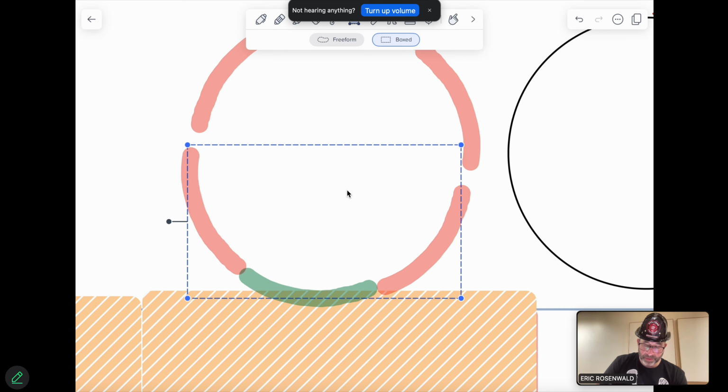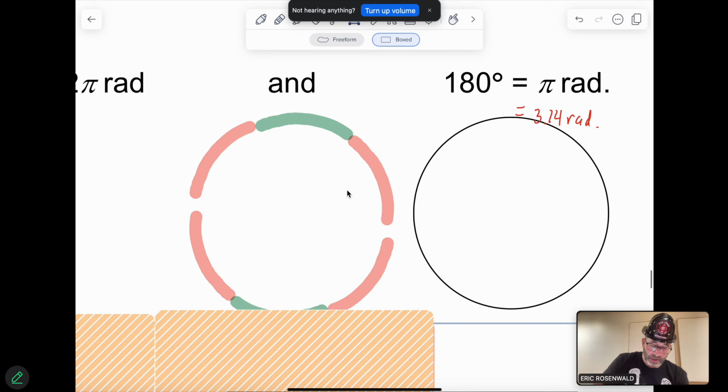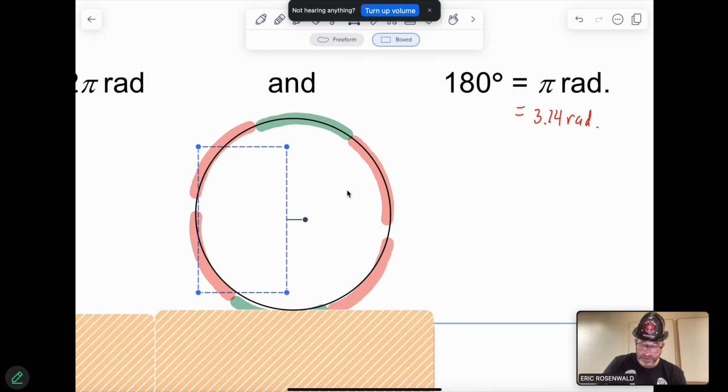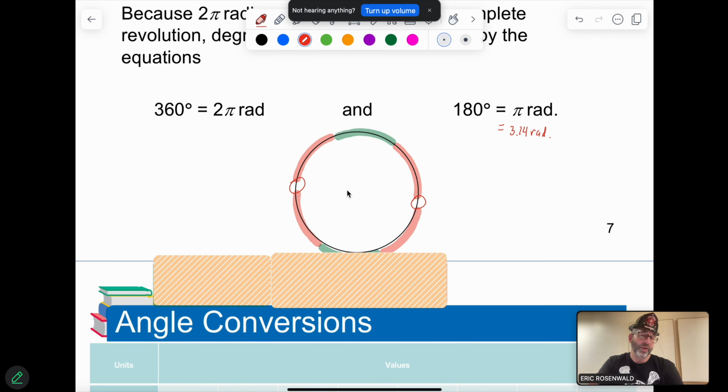Okay, and I do the same thing over on this side. Technology at its best, you guys, right here. There we go. All right, you'll see that what ends up happening is we have the exact same thing happen right here as we do over here, that we end up with an extra 0.14.